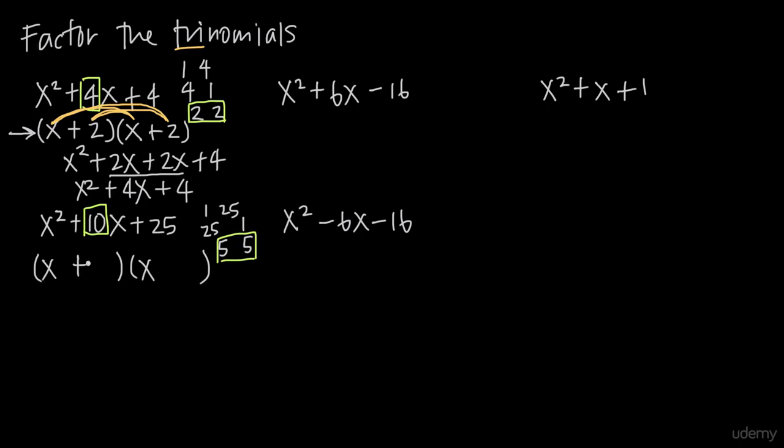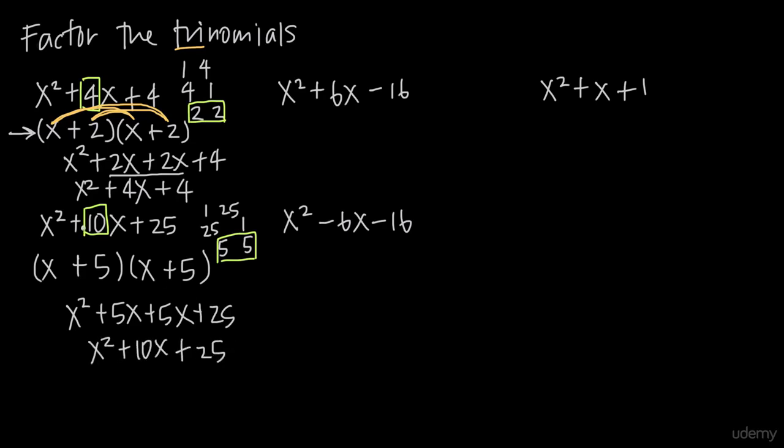So what we want to say then is plus 5 and plus 5. And if we multiply that back out, we get x squared plus 5x plus 5x plus 25. And when we combine like terms, we get x squared plus 10x plus 25, which is back to our original problem. So we know that we did our factoring correctly here, and that the answer is quantity x plus 5 times quantity x plus 5.